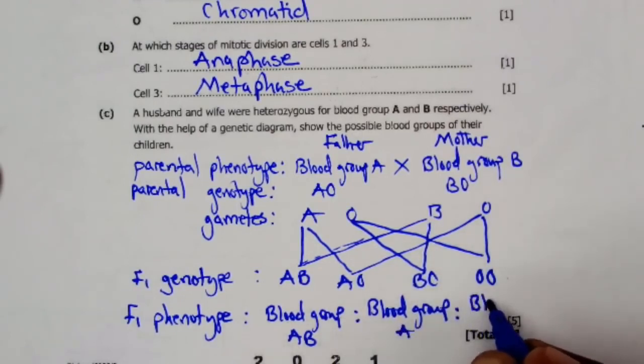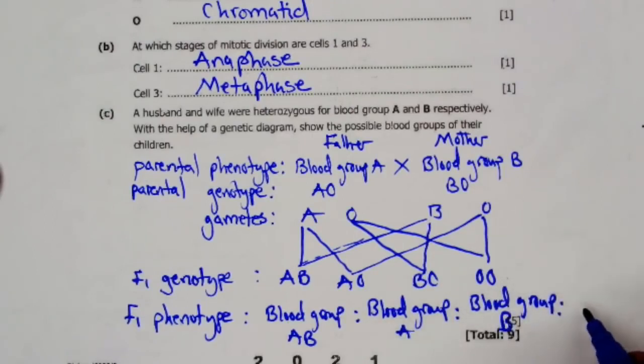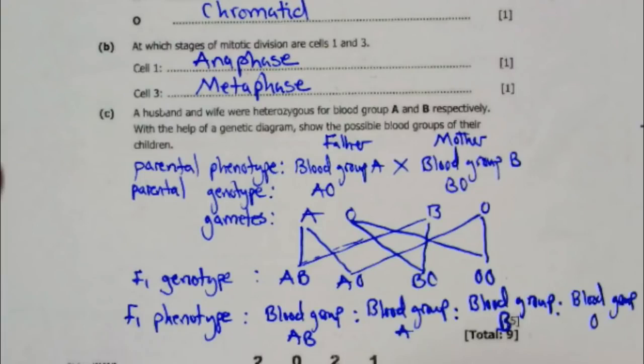So this is how you write the genetic cross. So whenever we write, do not forget any of these steps, and that's how we are going to score marks. So no shortcuts during this stage. So these were the answers to question number 5.